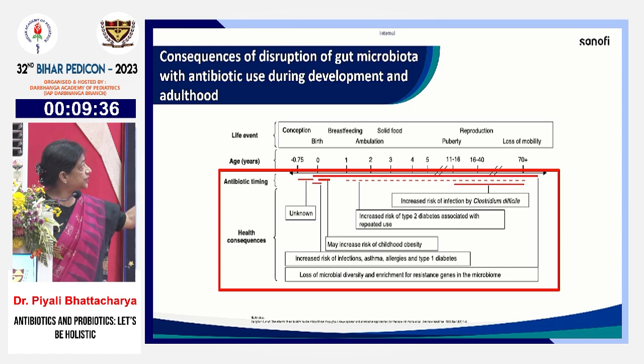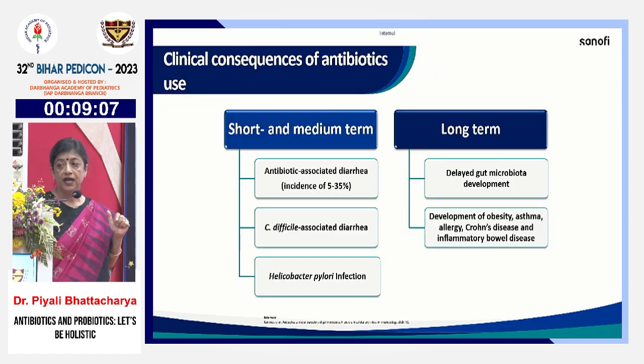Now consequences of disruption with antibiotic. Your whole life, you see, is charted out. The dotted line is when you are giving short terms of antibiotic. The long line is when you've given 1 dose of full course of antibiotic. So you saw that from birth to loss of mobility, till the last, antibiotics will affect the development and into adulthood. So it's got a huge implication if you are giving an antibiotic. And the critical consequences can be short term and long term.